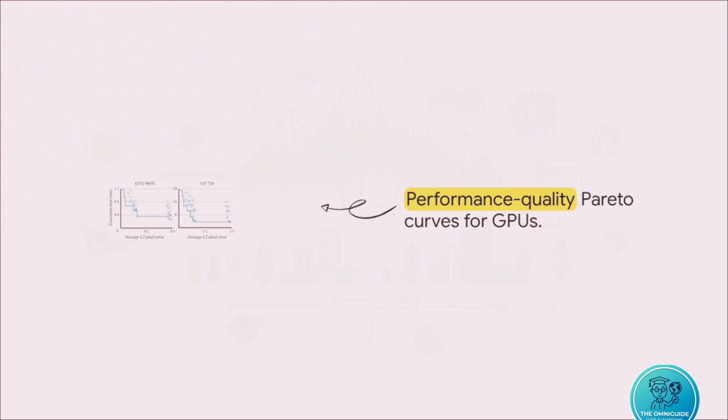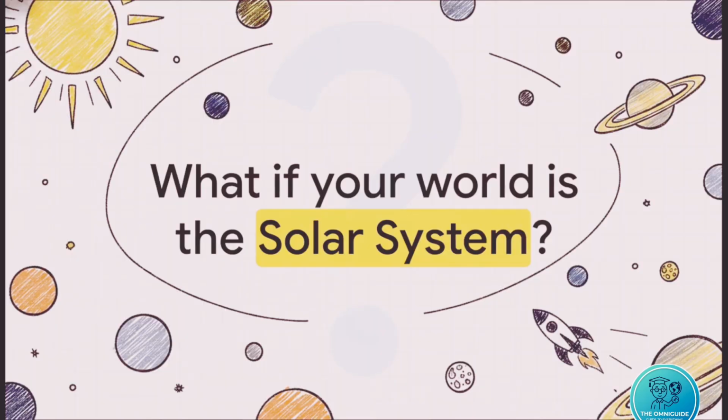But the second it detects a weaker GPU like a GT 720, it cleverly auto-tunes itself. It downgrades to a baked texture variant so your game keeps running smoothly instead of just crashing your entire system. Talk about smart resource management. Okay, so that covers the microscopic stuff, your grass, your couches, but it brings up a really huge question.